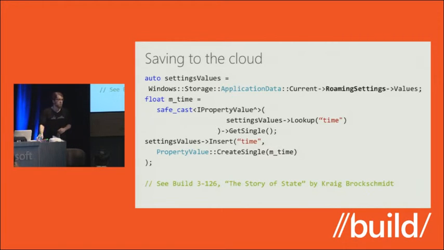There's a caveat here, though. Now that it's roaming, there are some space restrictions. So you want to keep this limited. 100K is about the limit for roaming data. And there's this thing called high priority data that has a limit of 8K.